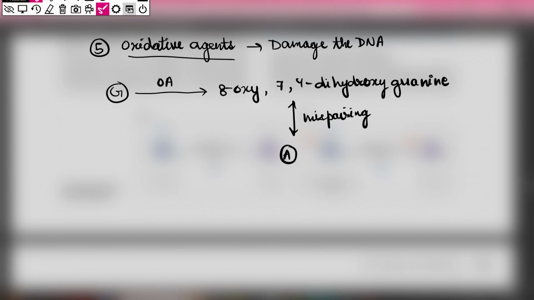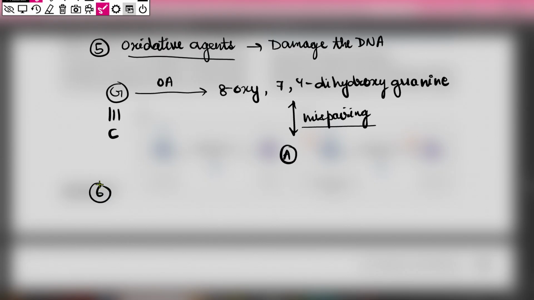If you remember from the previous slide, I was talking about the alkylating agents, where I talked about ethyl methyl sulfonate. There also it was modifying the guanine and forming O6-ethyl guanine, and that guanine was base pairing with thymine. This time this guanine is mispairing with adenine, but traditionally it has to pair with cytosine.